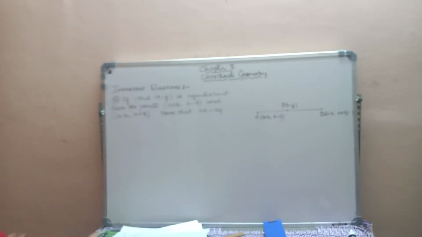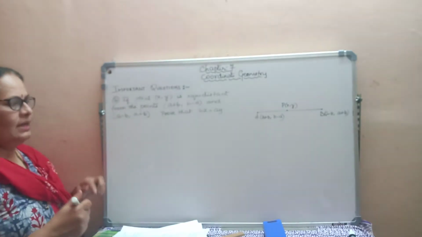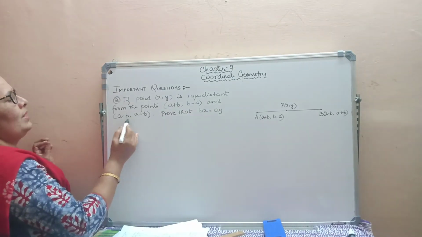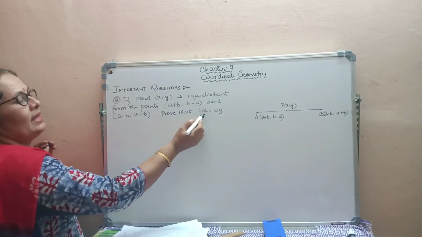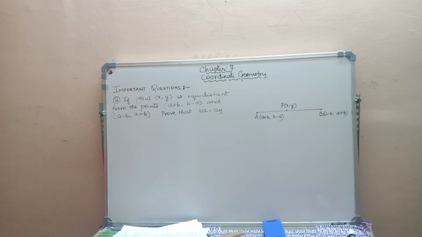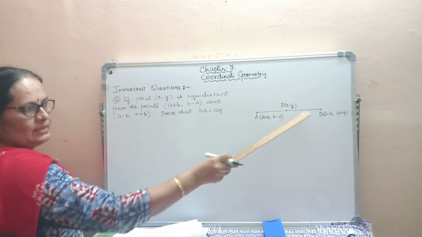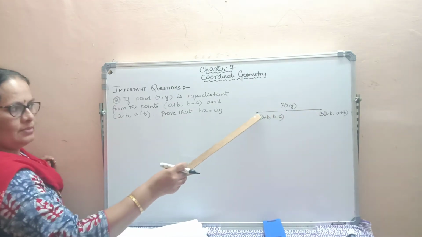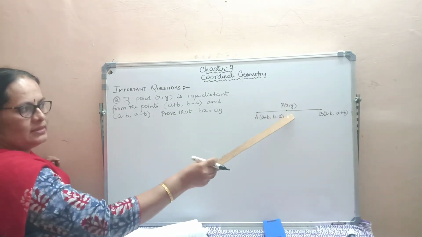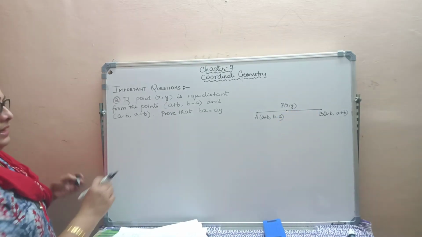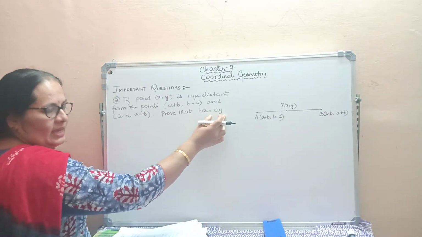Now, the second sum. If the point (x, y) is equidistant from the points (a plus b, b minus a) and (a minus b, a plus b), prove that bx equals ay. Once again we apply the distance formula. So point P is equidistant from A and B, so AP equals PB. So the distance AP is equal to distance PB. So apply the distance formula and simplify. We get bx equals ay.